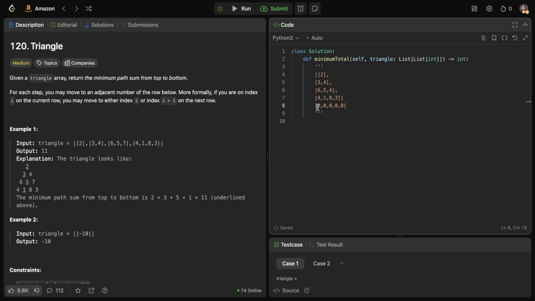So suppose from this base case I go up, then my next row is 4, 1, 8, 3. I will compute the minimum sum possible. 4 will have two children, i equal to 0 and i equal to 1, and both values are 0 here. So 4 plus 0, 4 plus 0, the minimum would be 4 here. Now 1 will have two children, i equal to 1 and i equal to 2. Both values are 0, again the base case. So the sum would be 1, the minimum would be 1 here.